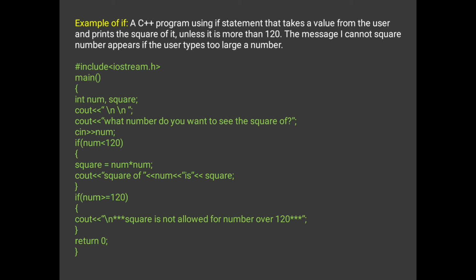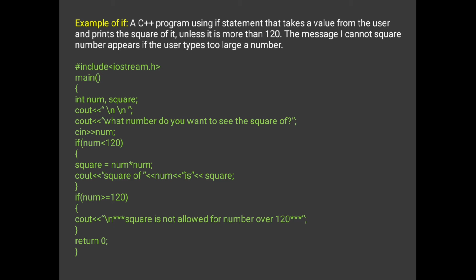And how do we know the data type? Because in the question itself it is written unless it is more than 120. Since 120 is an integer number, that's why num and square are declared as integer type. Clear? So the logic of this program is it should print the square of the number, but it should not be more than 120. And if it is more than 120, the message I cannot square number appears.